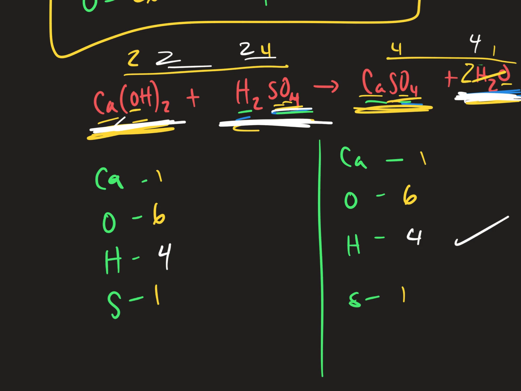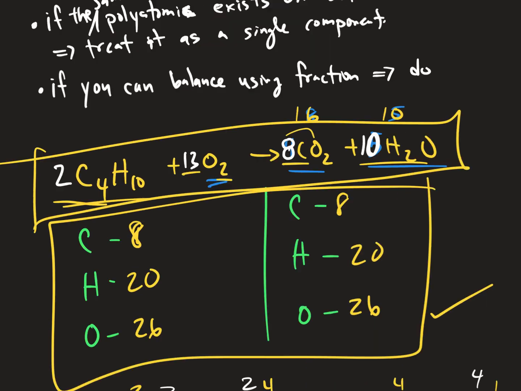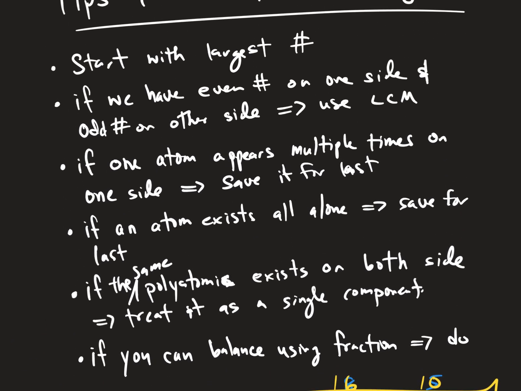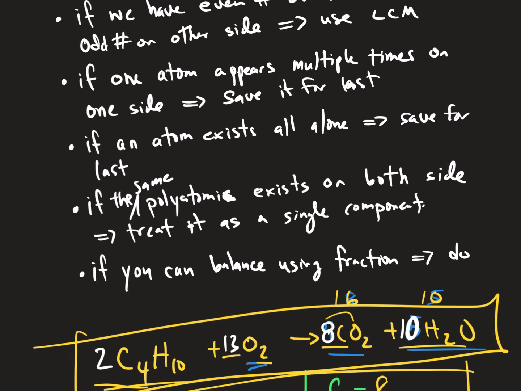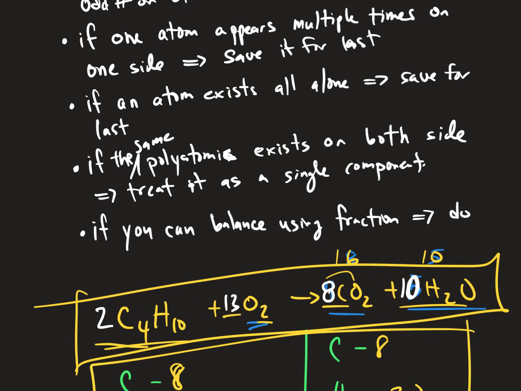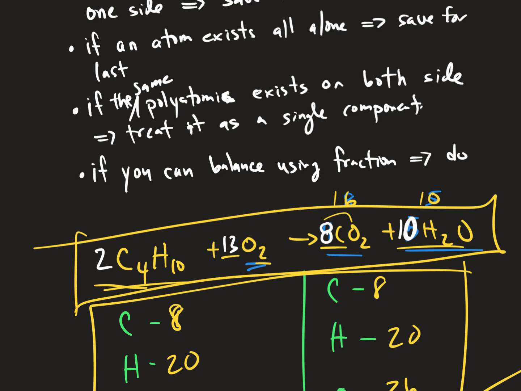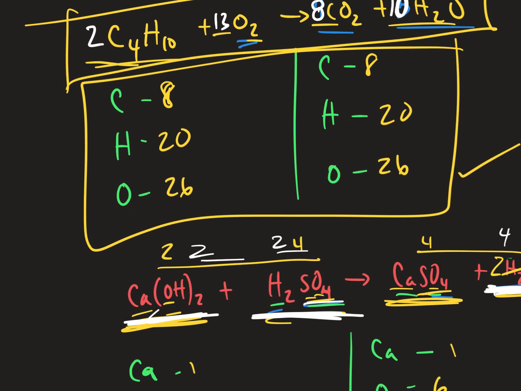Did we go over all of our tips? Start with the largest. We used that. Even number on one side, odd number on the other side. Use least common multiple. We tried that, right? Multiple times, leave that for last. If it exists alone, leave it for last. You did both of those. Yeah, we pretty much gave you something from all those steps.